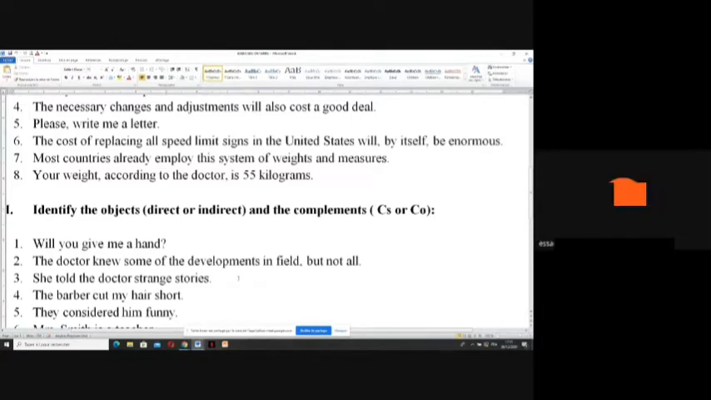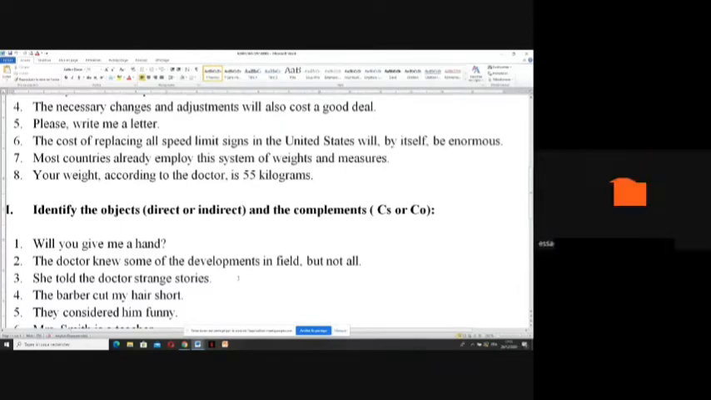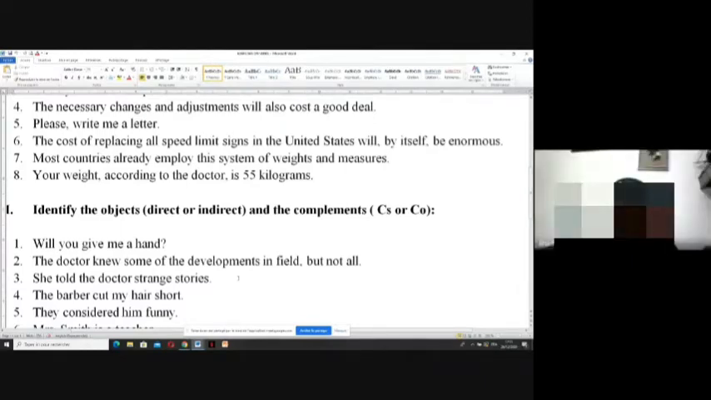Okay. Whenever you have a direct object and an object complement, automatically the verb is a complex transitive. Here short is related to hair. Short is an adjective functioning as object complement.